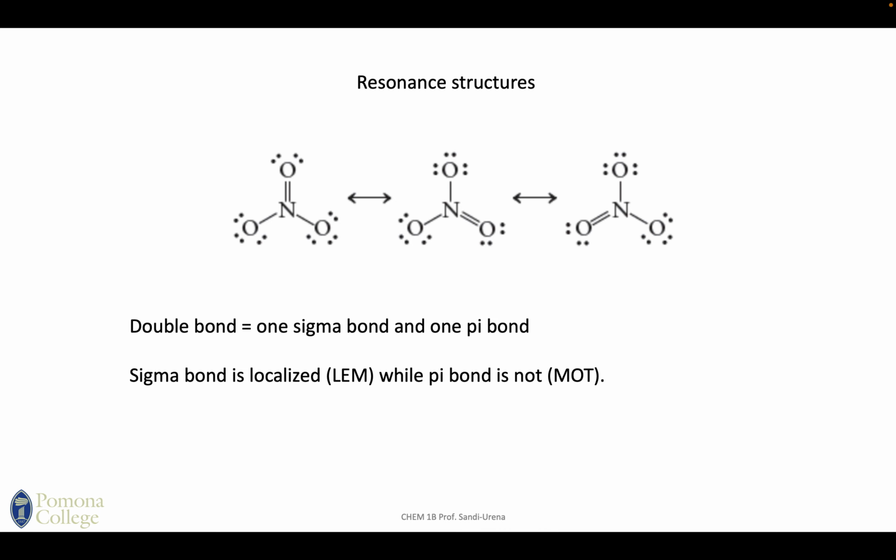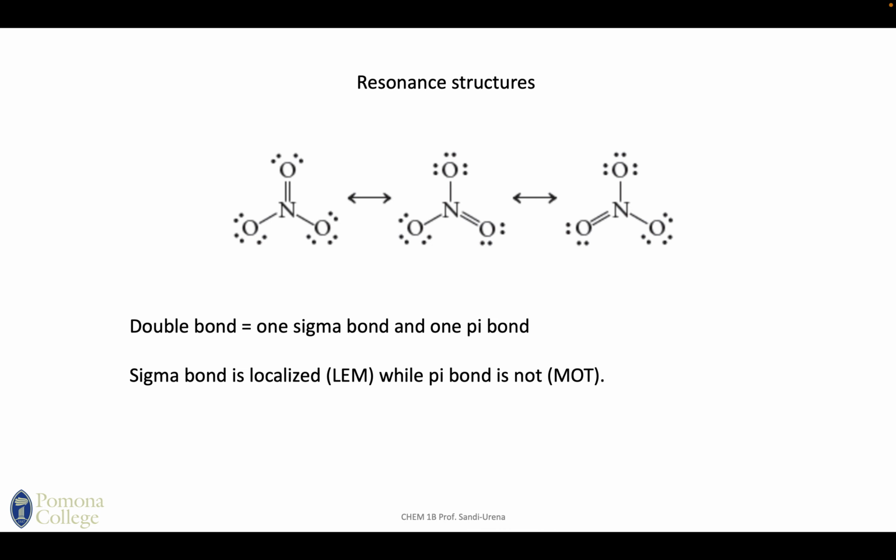So here we have NO3, and we have three possible resonance structures. If we look carefully, we'll see that the sequence of the atoms, that is the arrangement of the atoms, is the same for the three structures, and also the number of electrons is the same, and where the electrons are is the same for the three structures, except in the case of the double bond. So what we're moving around from one structure to the other is that double bond.